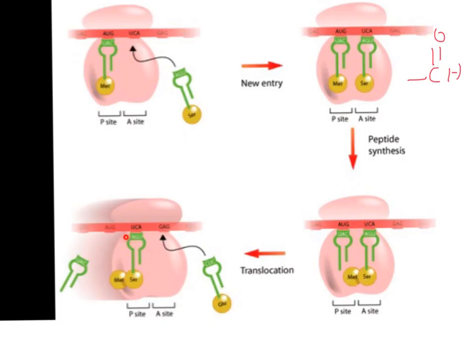And the growing chain really does start to grow and can get quite large, depending upon what protein is being made.